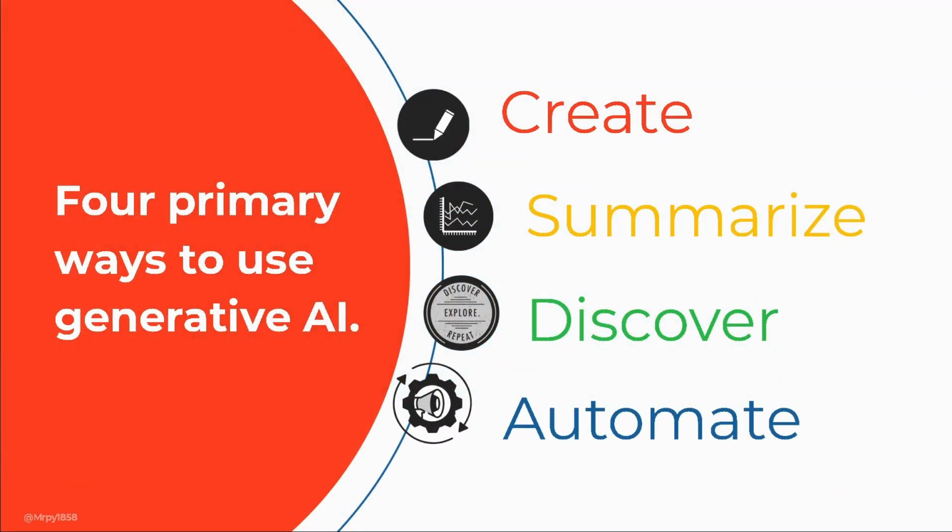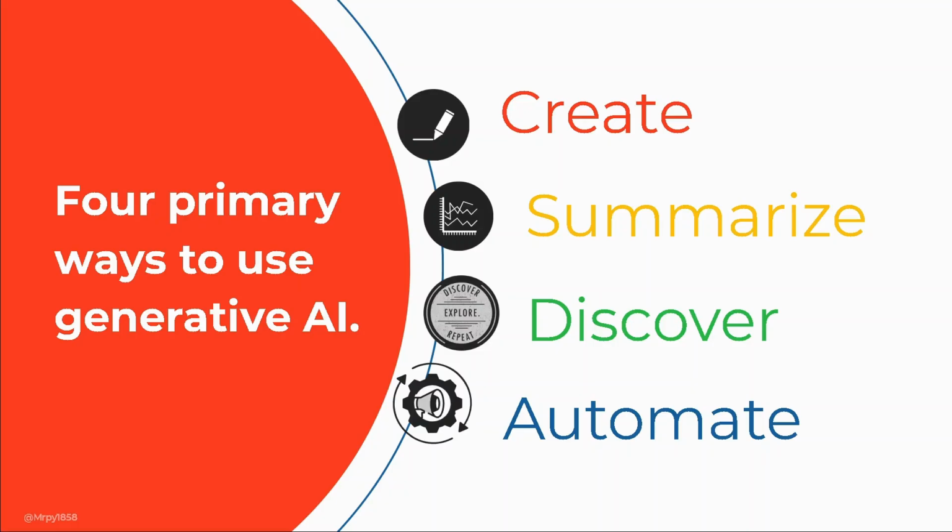So how exactly can Gemini help you? Let's break it down into four simple, practical categories that Gemini offers: create, summarize, discover, and automate. Create, like writing blogs, generating images, making music, and even designing logos. Content creation is now faster and more accessible than ever.